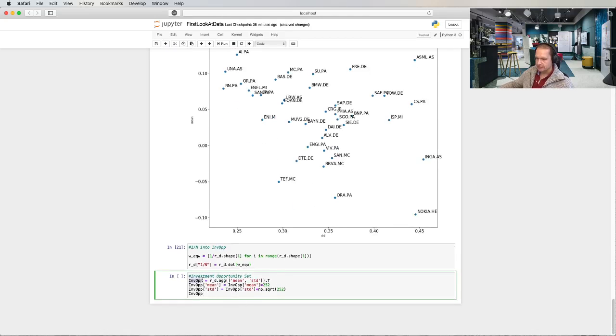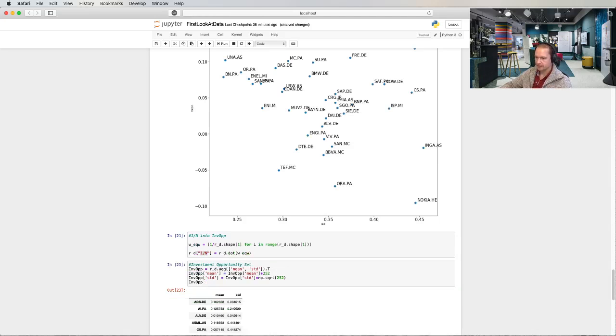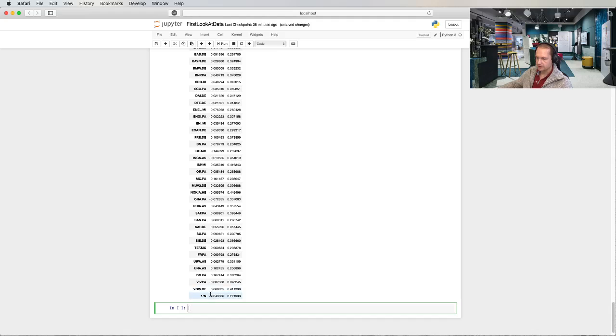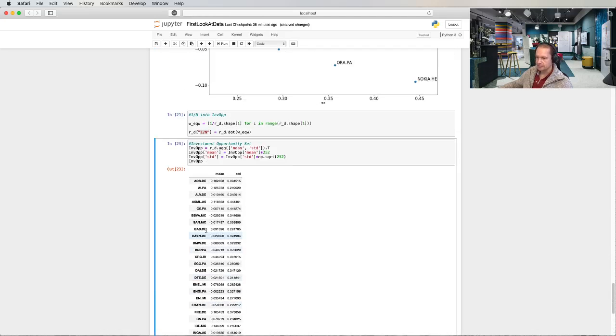We're just rewriting the investment opportunity set. Take the rd, so it's corrected for the SAP error. It already contains the 1 over n. Give me the mean, standard deviation, and annualize everything, and then show it. That's what's going on here. So you see the market has a 5% mean and a 22% vol. That's already a pretty low vol.